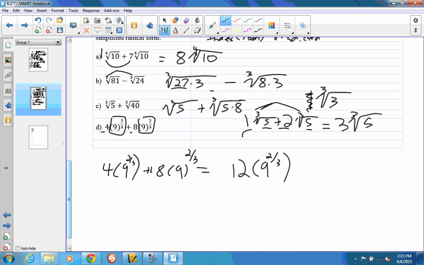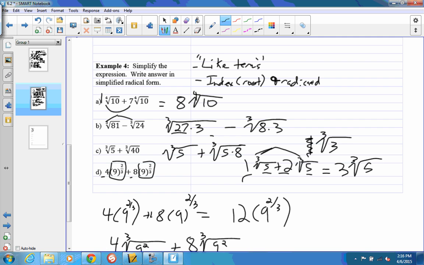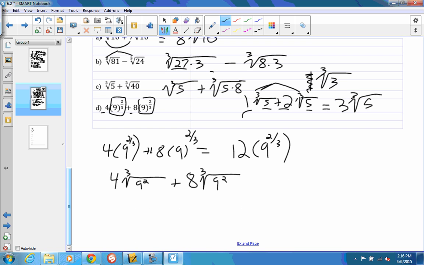If I change them to radicals, it might be easier, right? So I've got 4 times the cube root of 9 squared plus 8 times the cube root of 9 squared. Now do we see it? Now does it look like this guy up here? 4th root of 10, 4th root of 10, 3rd root of 9 squared, 3rd root of 9 squared. If you wanted to change the 9 squared, what would you change it to? 81. Yeah, you can go ahead and change that to 81, that's fine. Now it's even clearer, right? Those are absolutely the same. So 12 cube roots of 81. Either one of these is good. Okay.